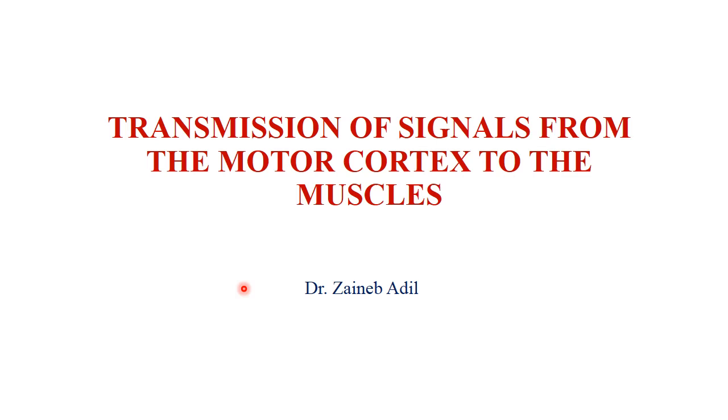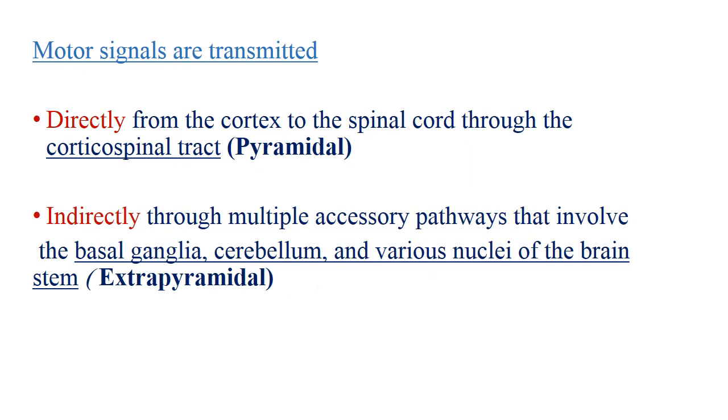Okay, so in this lecture we're going to discuss the transmission of these signals, how the movement is executed, how we perform our movements. We need a special tract and special pathway to help in transmission of the impulses from the cortex to its end organ for the movement, which is the muscle. So the transmission of signals from the motor cortex to the muscles is the subject of this lecture.